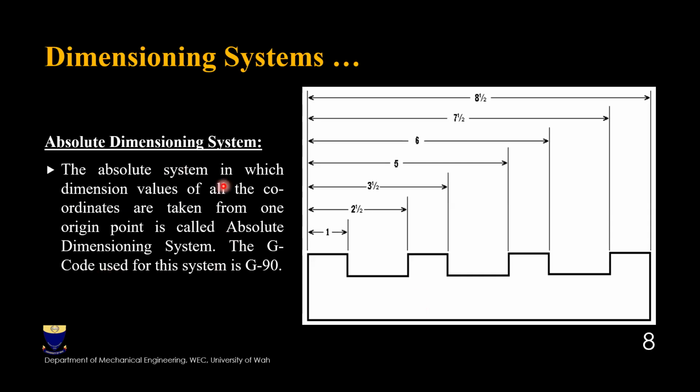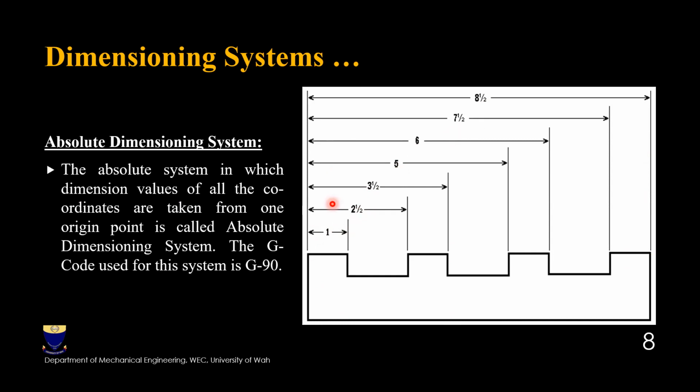So absolute dimensioning system. As you can see, this is a point where the pointer highlights. This is the reference point of this workpiece, and all the dimensions, as you can see, are taken with respect to this origin. All the dimensions in the x-axis are taken from this origin. As you can see, this is 1 inch or millimeter, this is 2.5, and this is 3.5, 5, 6, 7.5, and 8 up to that. All the dimensions are taken from one reference point. So this is absolute dimensioning system, and a video of it is also attached, and we will discuss it.